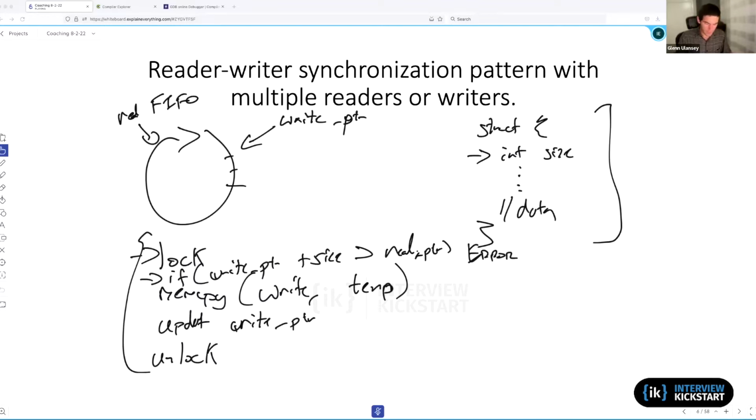So from a mutex or a lock-based solution, it should be roughly this simple to have something like a circular buffer FIFO style.